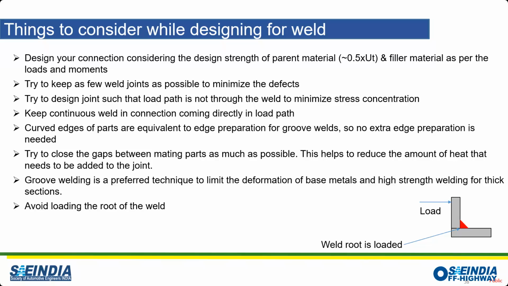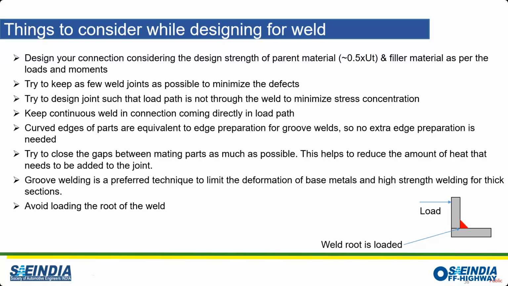And then keep continuous weld in the connection areas where you are not able to actually transfer the load through your members, and you have to be more dependent on the weld. So try to use continuous weld there. Don't go for a skip weld, because the start and stop points of the weld are the points where there are maximum chances that cracks will initiate, or the welds will try to set apart from each other, or the parts will try to pull apart from each other. So that's one of the good rules that you can follow.